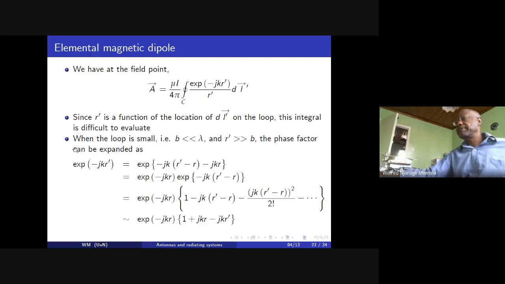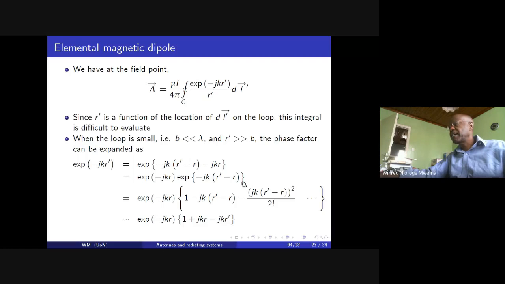So this is what we have done. The exponent of minus jk r prime can be written as the exponent of minus jk multiplied by r prime minus r. Because of this negative value, when we put it in here, it is going to become plus jkr. And since this is not appearing here, we subtract it out again. So we have the exponent of minus jk of r prime minus r, minus jkr. This is to remove the factor that we have added there.